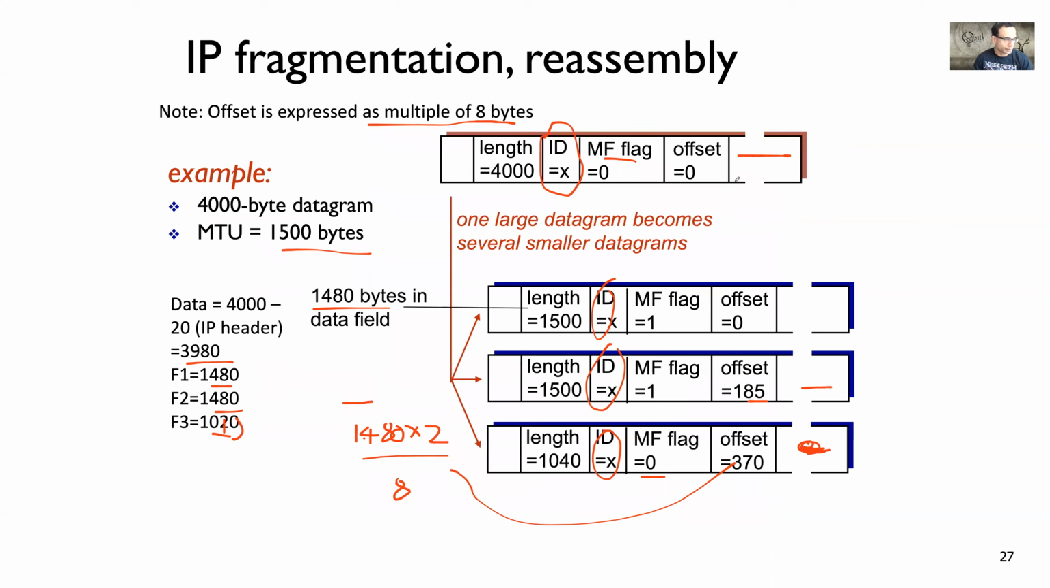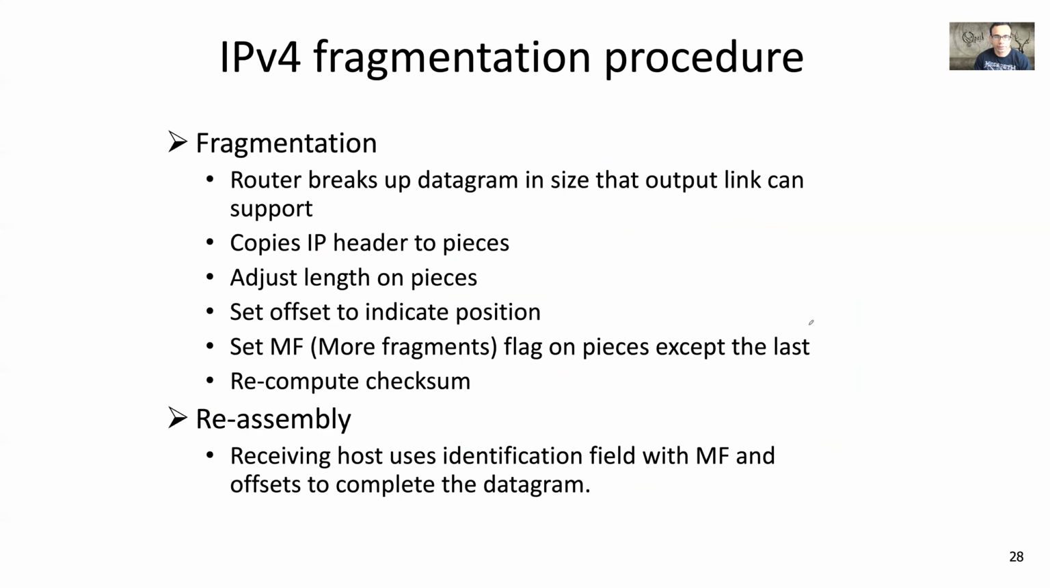Typically, as some of you are pointing out, most MTUs tend to be a multiple of 8 anyway. So this tends to be a non-issue really, right? And even if it is, it's a minor adjustment that needs to be made. If this packet was not a multiple of 8, you would then reduce the amount of data here slightly to make it a multiple of 8. That's all. So it's a minor adjustment.